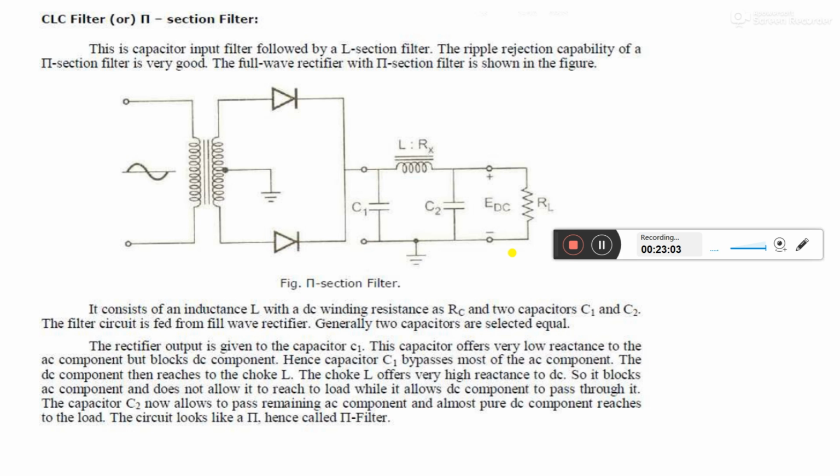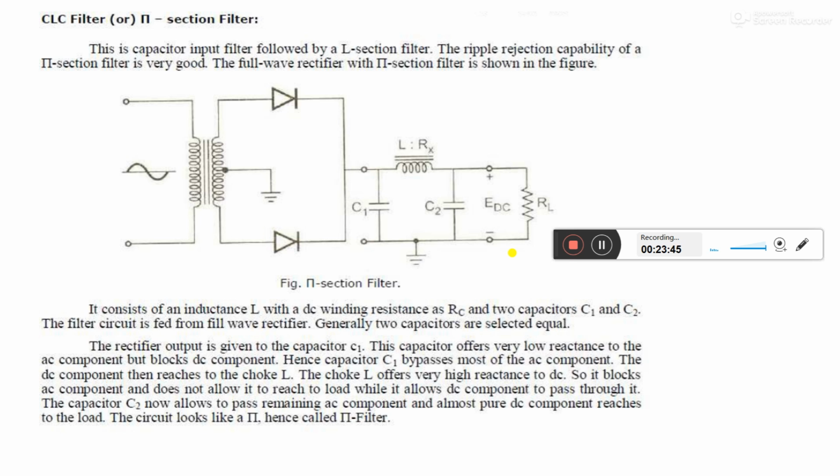Therefore it offers low resistance to the AC component and high resistance to the DC component. That's why capacitor C1 bypasses an appreciable amount of the AC component to the ground, while the DC component moves towards the inductor. The inductor offers high resistance to the AC component of the rectifier output but zero resistance to the DC component. Therefore, it allows the DC component to pass through and blocks the AC component which could not be bypassed by capacitor C1.